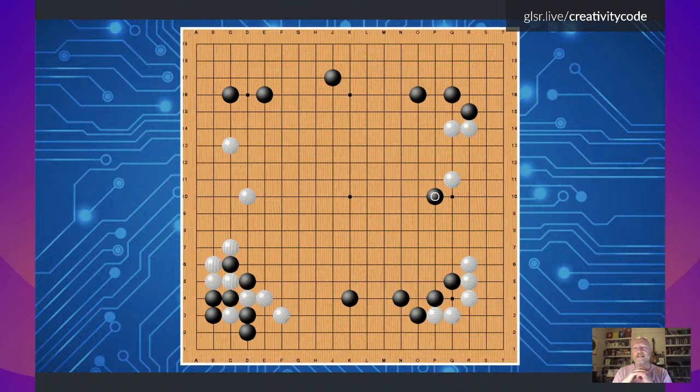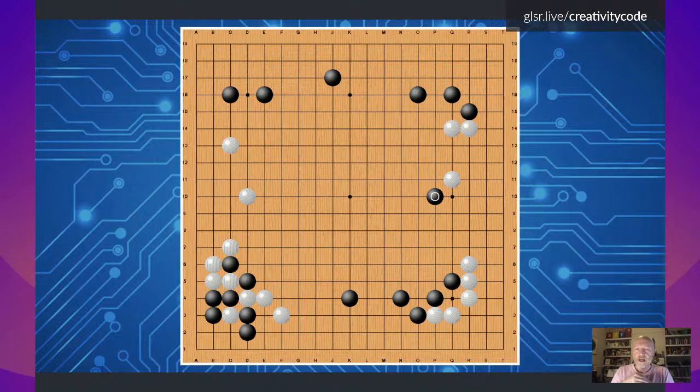Now, I was watching these games obsessively on YouTube because I realized if code can play this game, maybe code can do mathematics. And I remember the incredible gasp that the commentators made when this stone went down, because this traditionally early on in the game is regarded as a very weak move.